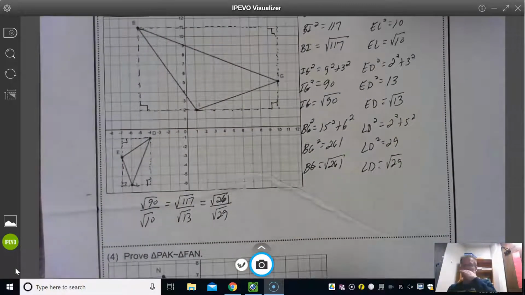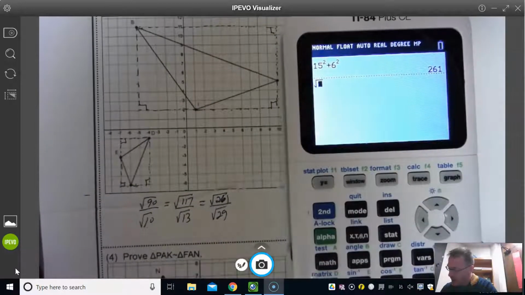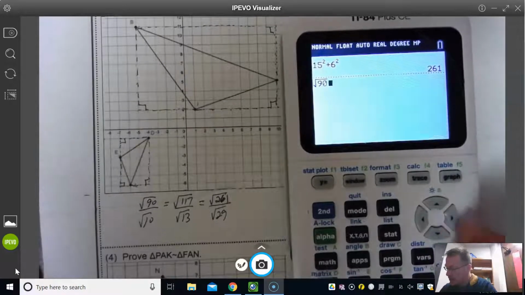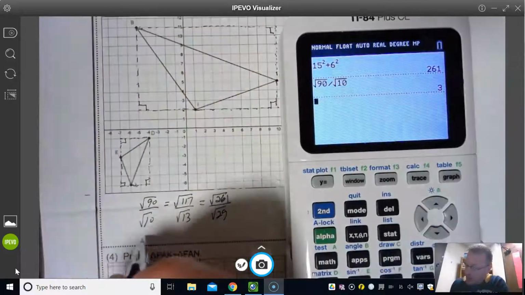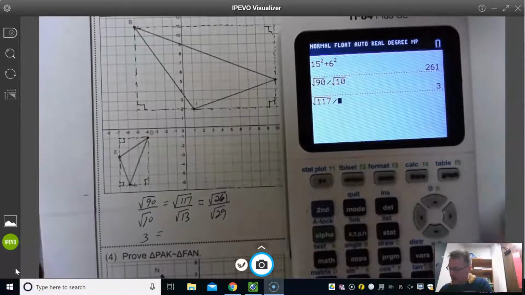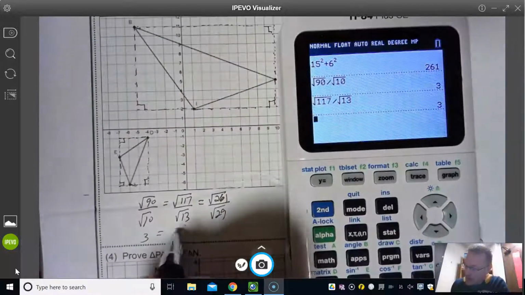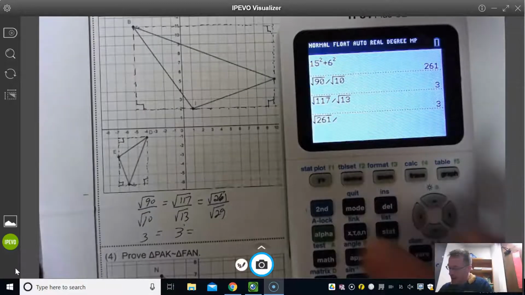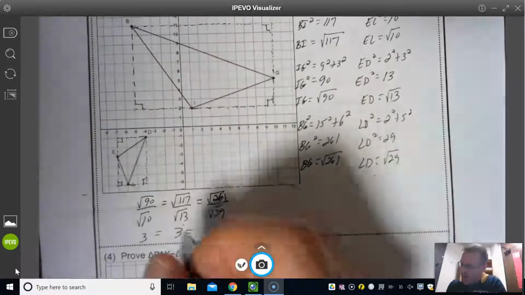And then once again, remember, we just want this proportion to be equal. So I'm going to go to my calculator. Square root of 90, I've got to get 90 in there, and make sure you get outside the radical, divided by the square root of 10. And that looks like it's 3. Then the square root of 117 divided by the square root of 13, and that's also 3. And one more, the square root of 261 divided by the square root of 29, and that is also 3. All right, wonderful.